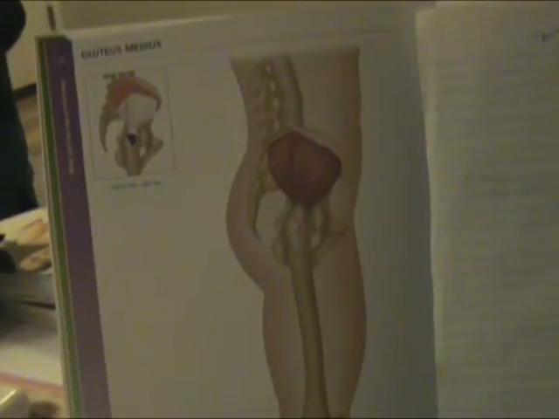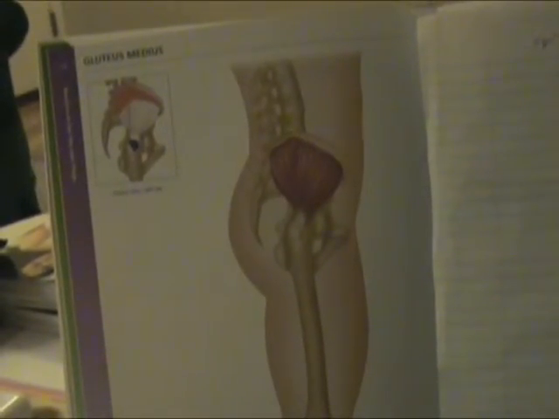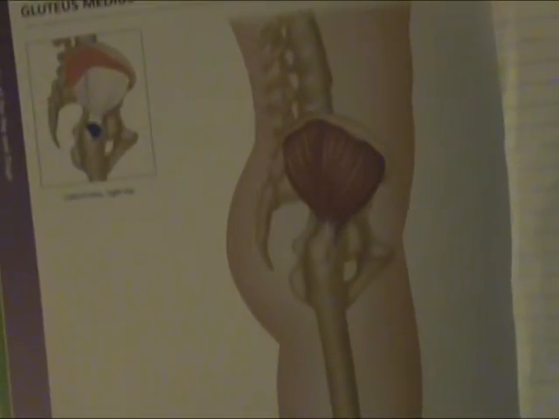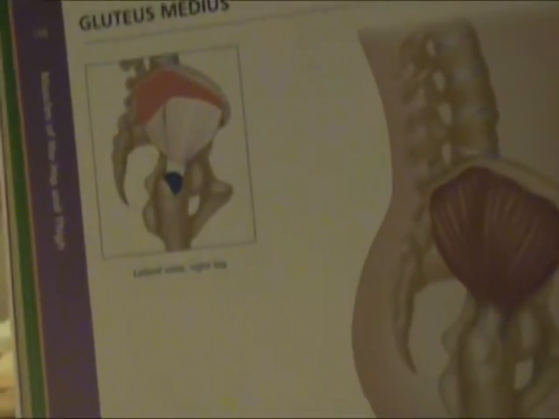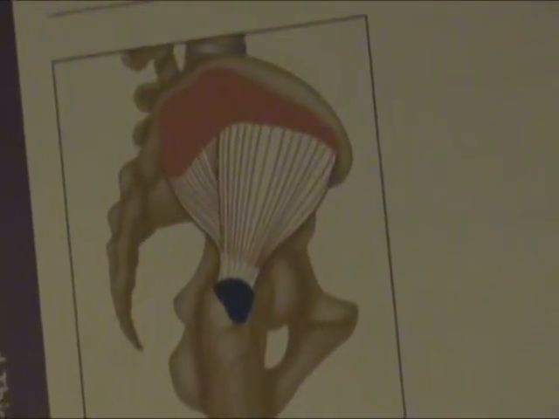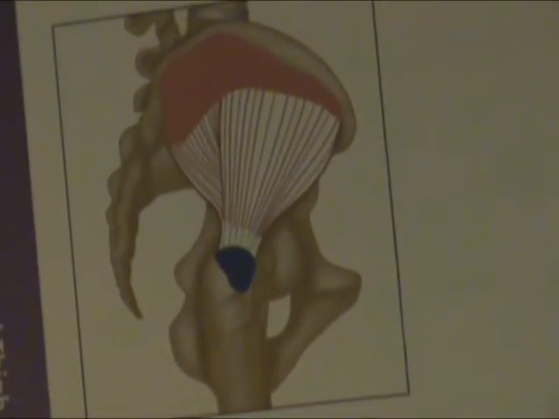Number 45 of the muscle chart is the gluteus medius. The origin is the ilium, and the insertion is the greater trochanter of the femur. The joint associated with the gluteus medius is again the hip, and the action is to abduct and medially rotate the femur.